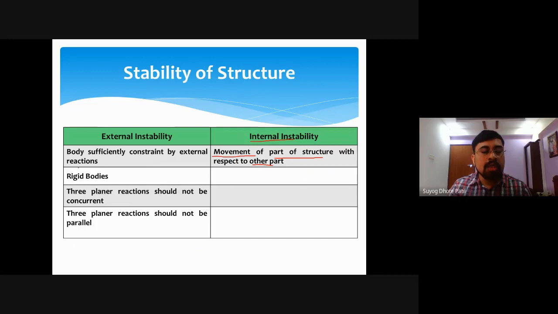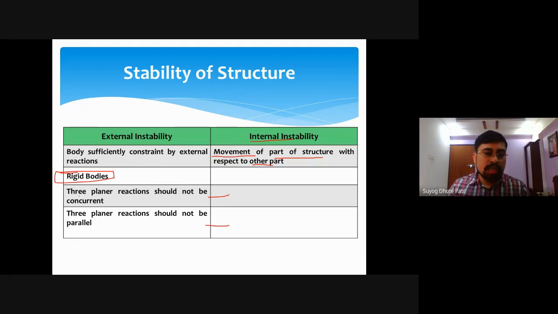So these are nothing but externally stable. We can say these are the rigid bodies. Externally stable means that after application of force, there are no significant changes in the geometry or no significant changes in the displacement. So three planar reactions should not be, these two are the conditions.